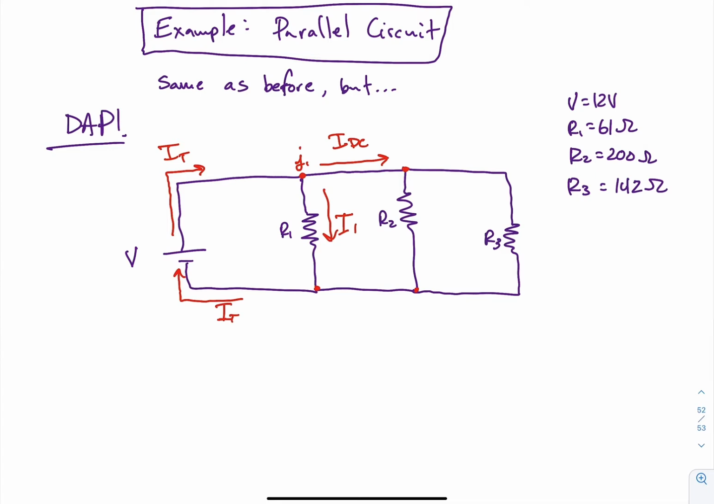IDC will hit junction 2, and it will split into 2 new currents. We're going to call them I2 and I3. I3 will continue through R3 and end up at junction 3. I2 and I3 will combine to create IDC again. And I1 and IDC will combine to create I total again.